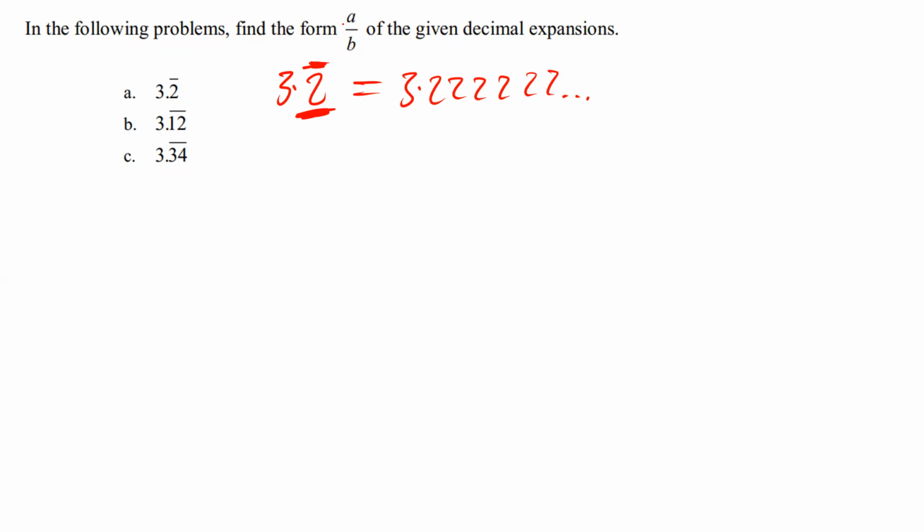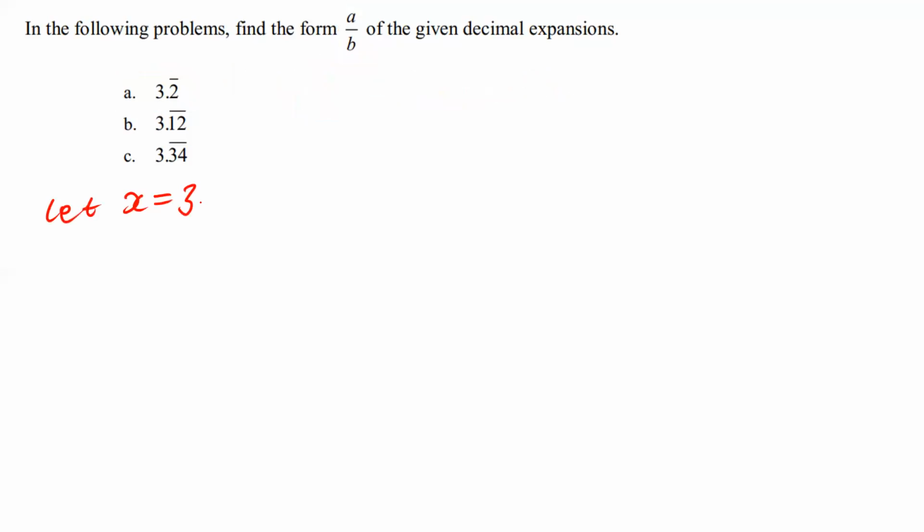Now, how can you express it in the form a over b? Or the other way they can ask this question is: prove that 3.2 bar is a rational number, meaning you have to prove that it can be expressed in this form. How do you prove or show it? Very simple. The first step, let me write it down: let the given number be equal to x. So you're going to have 3.2 bar being equal to x.